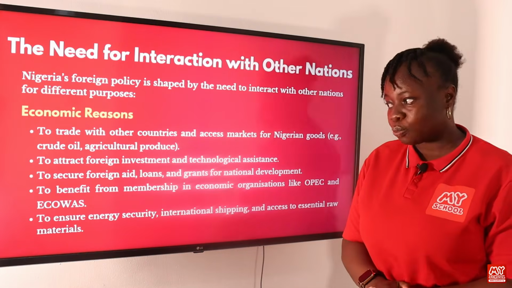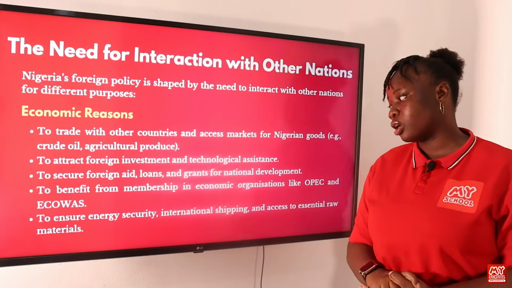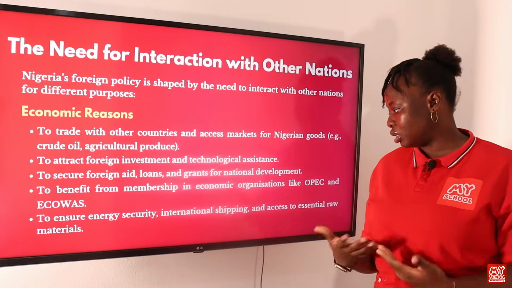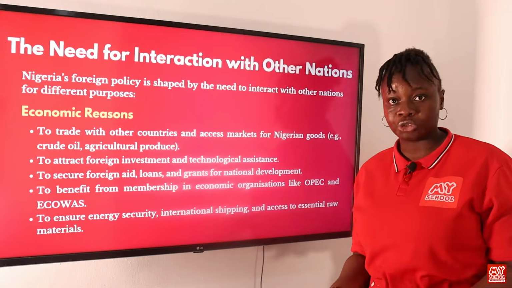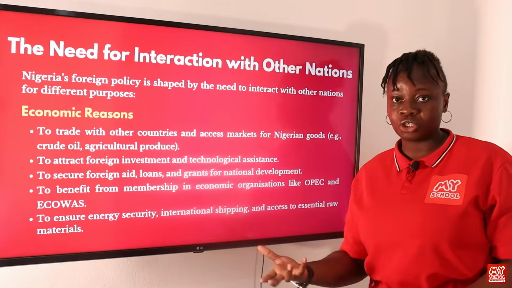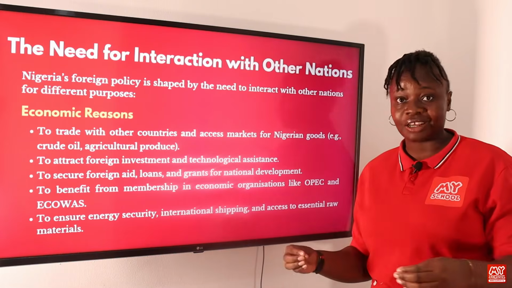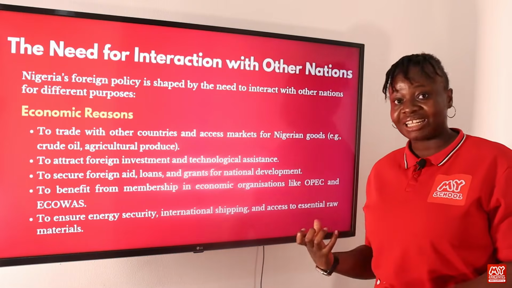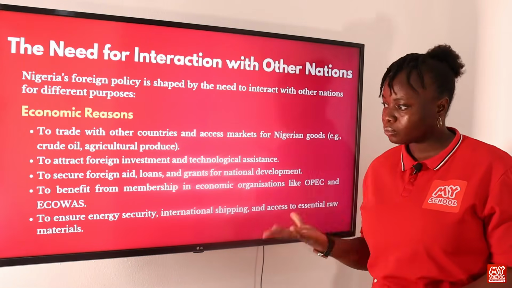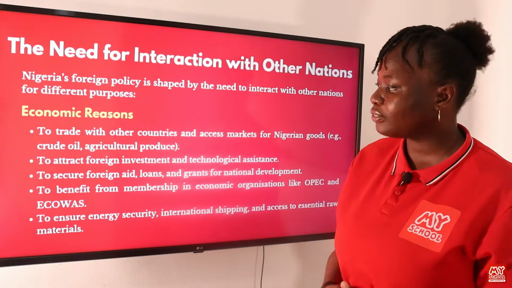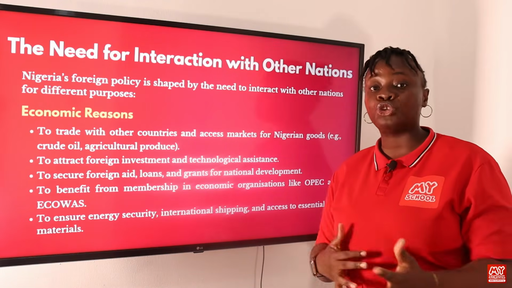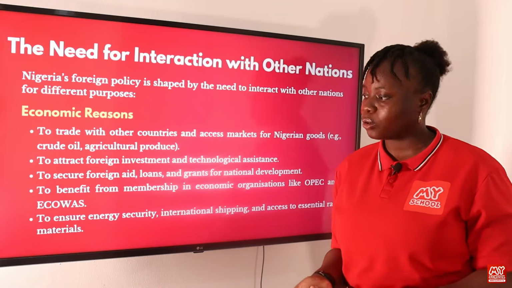Then we also need that to benefit from membership in economic organizations like OPEC and ECOWAS. So OPEC is the Organization of Petroleum Exporting Countries. We're a major exporter of crude oil, and we have to relate with other exporting countries so that we can be able to standardize oil price. Without standardizing that oil price, we may not be able to gain as much as we can from crude oil sales. We also have to relate with other West African states economically so that we can be able to trade with one another since we're neighboring countries.